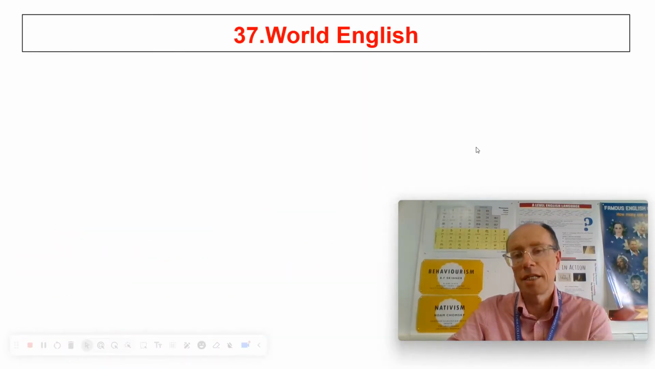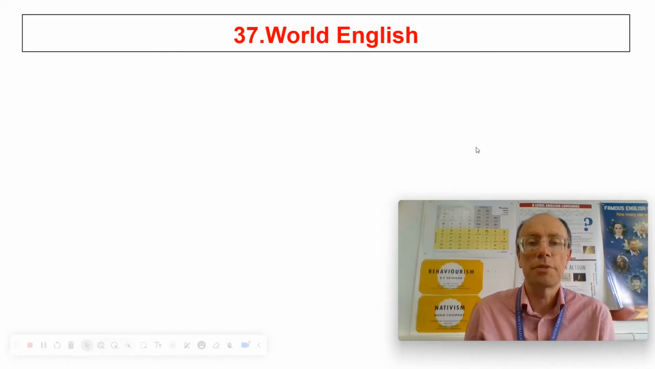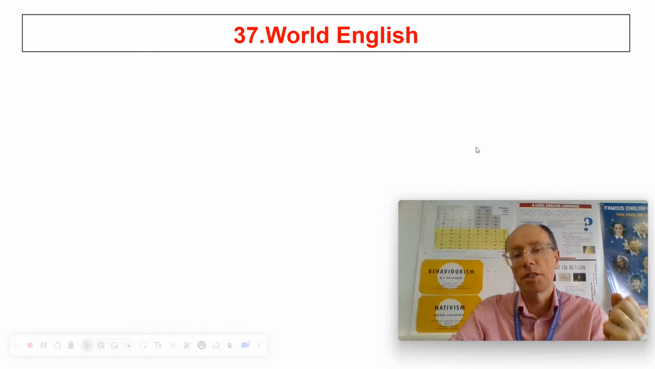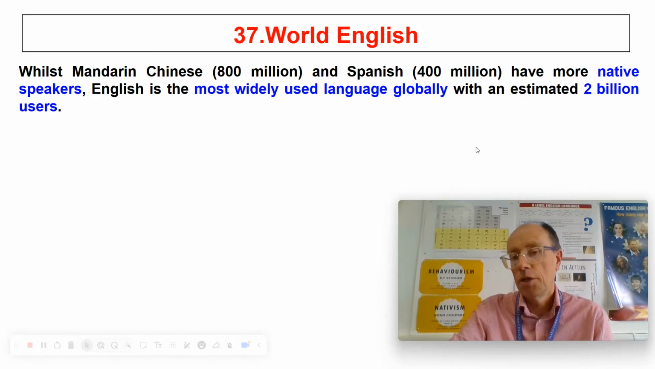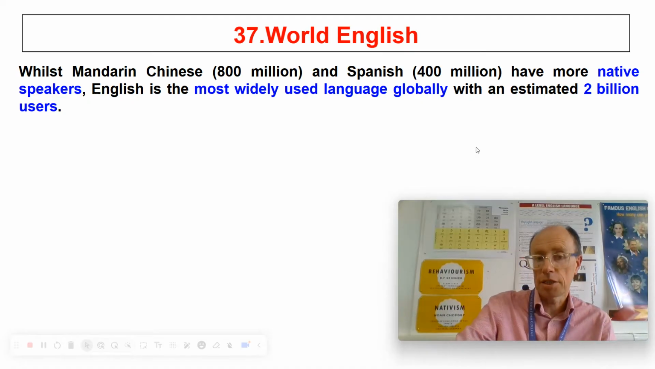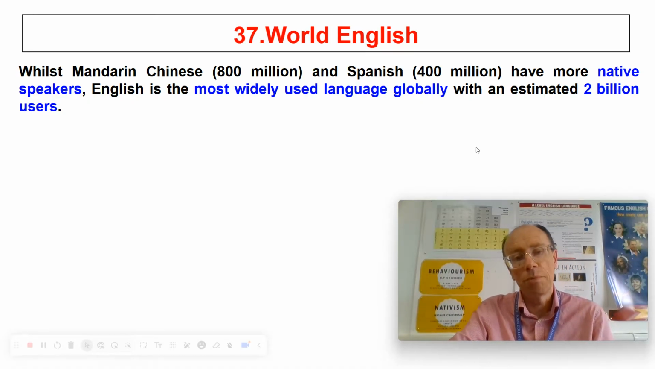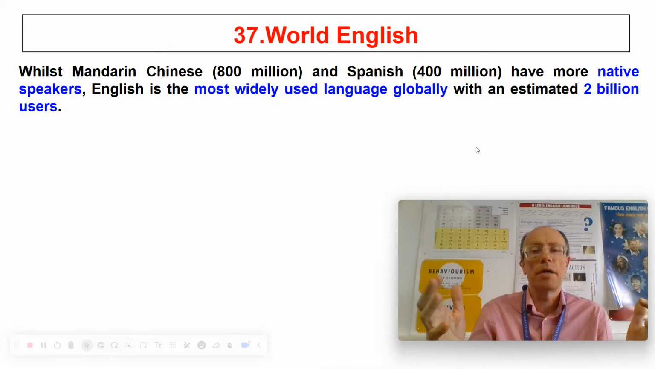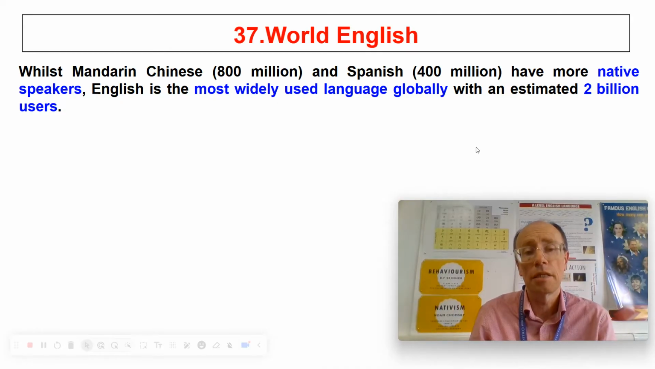I'm really excited about this because now we're going to travel the world. We're on concept 37 and it's all about your world English. Right, how many speakers of English are there in the world? Not an easy question to answer. Answer 2 billion. When I checked this morning and I went round and counted them all, I came up with 2 billion users.